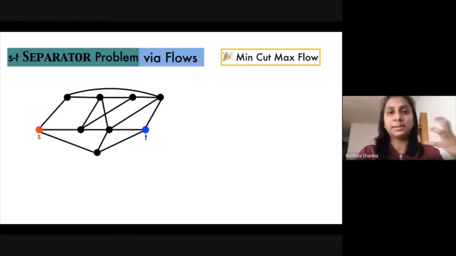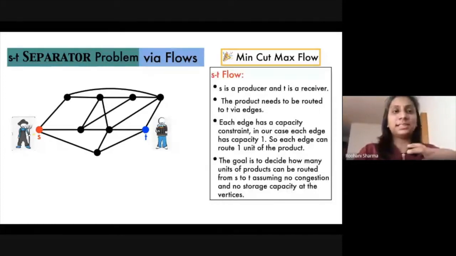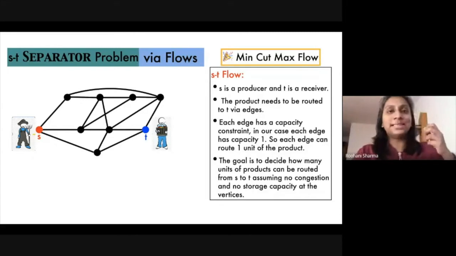And just to quickly and informally define what a flow between two vertices is: imagine that the S vertex is a producer. There is a factory that produces something, and T is the consumer. S wants to route, and these edges represent pipelines via which the products will be routed, and each pipeline has a capacity. In our case, each pipeline or edge has capacity 1. The goal is to decide how many units of the produce can be routed from the producer S to the consumer T under the following conditions.